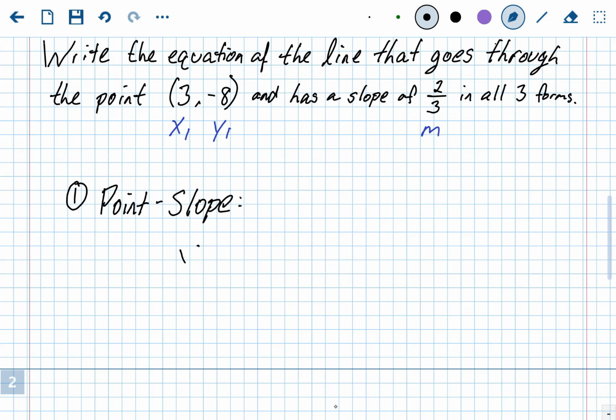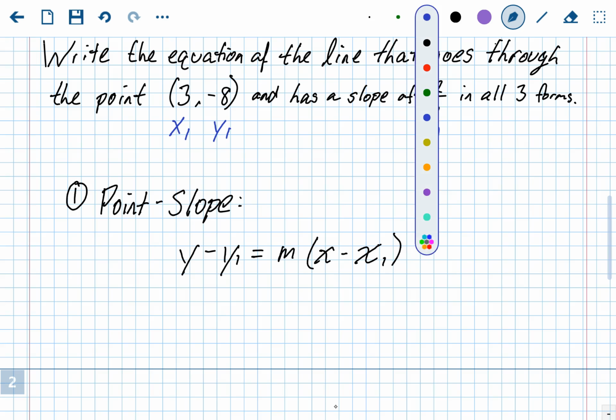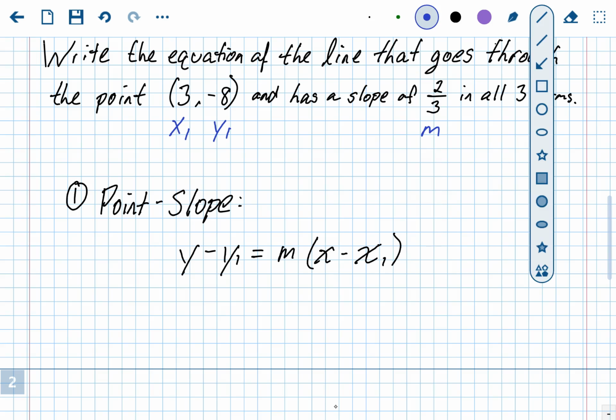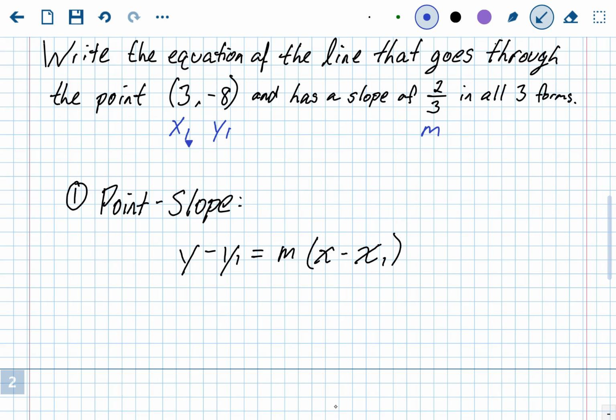So point slope form is y minus y1 equals m times x minus x1. We've done a couple of these already. What we're going to do is just plug in the values that we know. That 3 is going to go where x1 goes. The negative 8 is going to go where y1 goes. And the slope is going to go where m goes. We're just going to plug those values in.